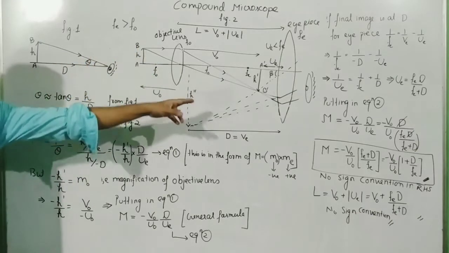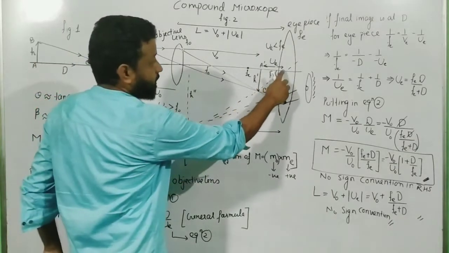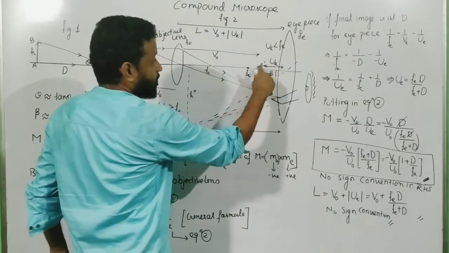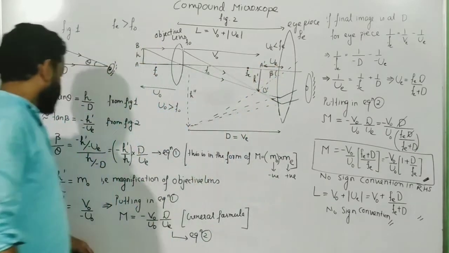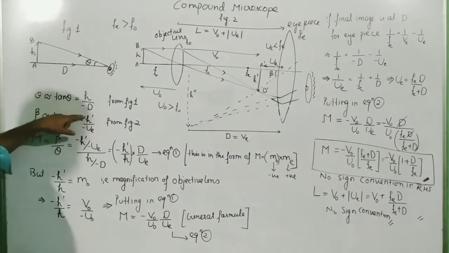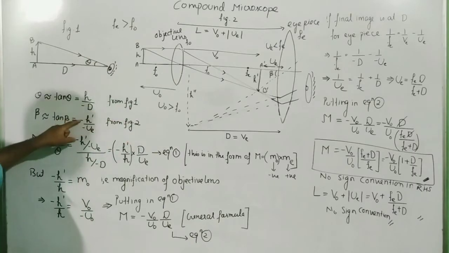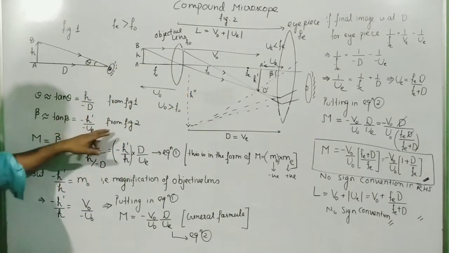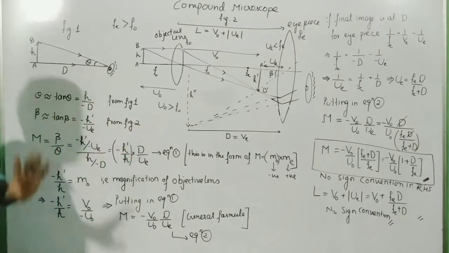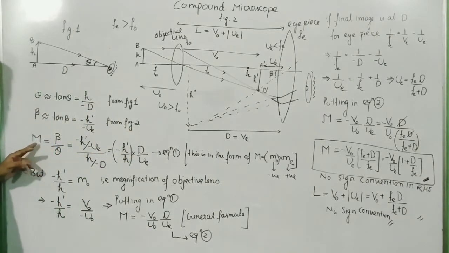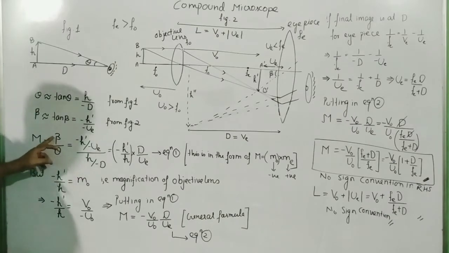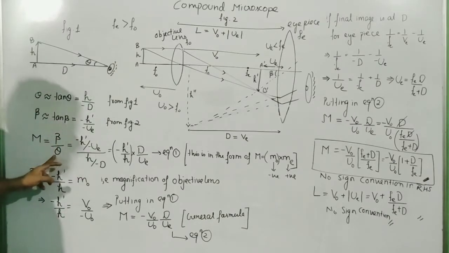Now if you go to figure 2, and consider this triangle over here, you can see that tan beta is perpendicular by base. So you can write here the perpendicular. Since it is downward, I am using a minus sign. UE is in this direction, so I am using a minus sign. So this is from figure 2. This is the magnification formula: beta by theta, the angle subtended with the aided eye, that is with the lens, and the angle subtended at the eye without any lens.